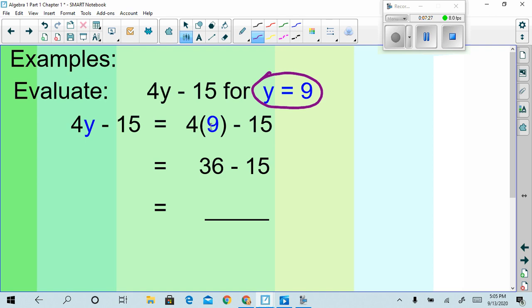And then what am I going to do with that? I'm going to subtract 15 from that. So 36 minus 15 will give me 21.